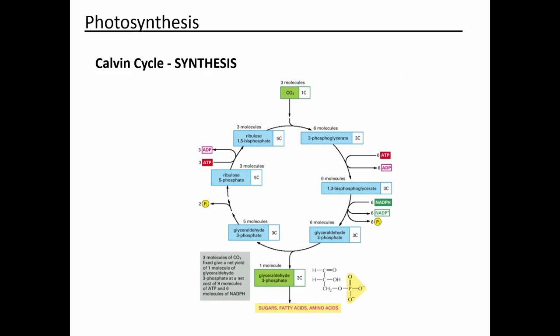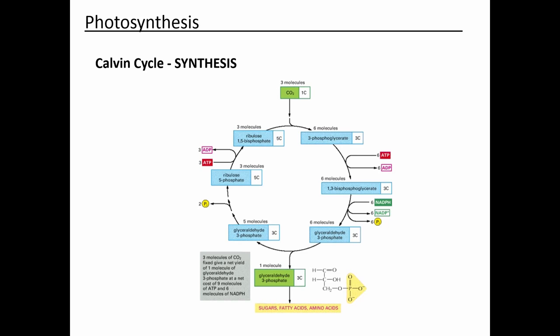Okay, so when we talk about the Calvin cycle, we're going to break it down into 3 stages. The first stage is called the carbon fixation stage. The reason that it's called that is because during this phase, you're going to take carbon dioxide, which is a gas, and attach it to an organic molecule. So you're basically fixing carbon dioxide to something. So the first stage is the carbon fixation.